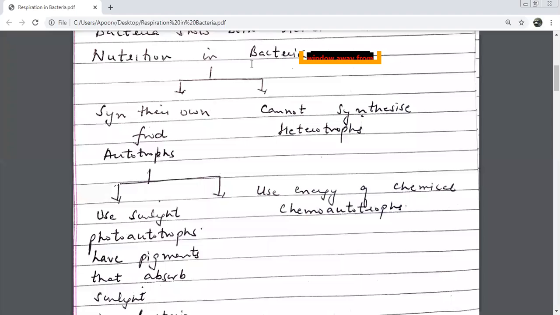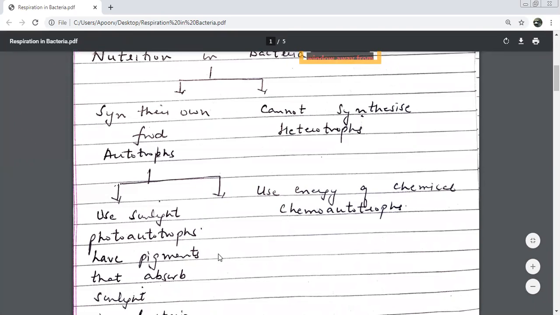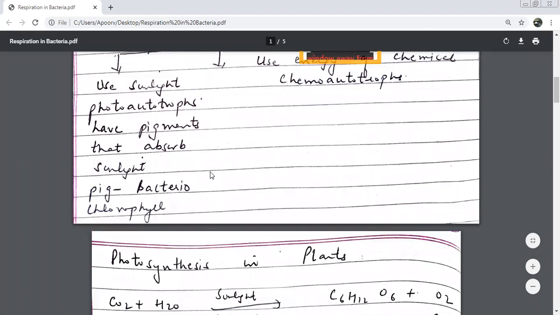So autotrophs are again of two types. Very quickly, tell me the names of the two categories of autotrophs. Photoautotrophs and chemoautotrophs. Green plants, I would put in which category? Photoautotrophs or chemoautotrophs? Photoautotrophs. Very good. Now, if you have understood this, let us understand about bacteria.